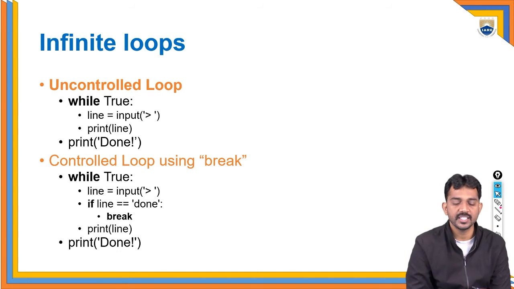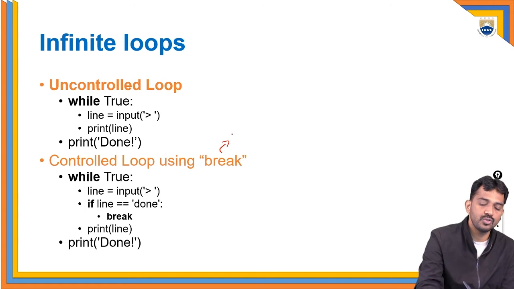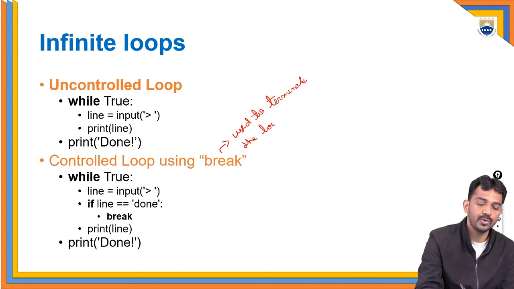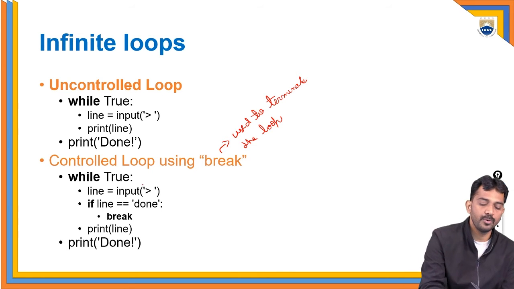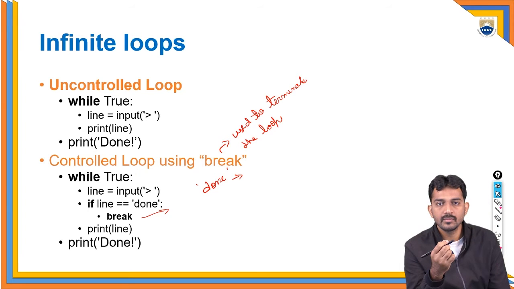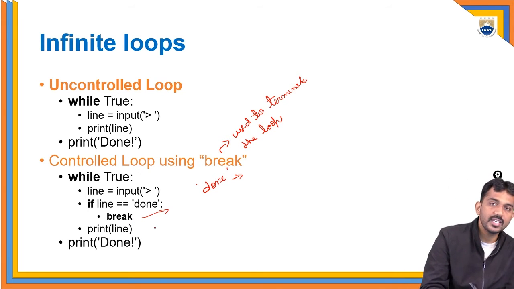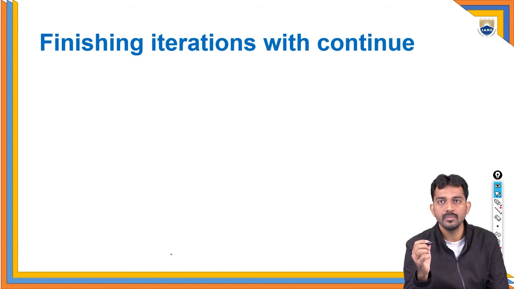Control the loop using the break statement. Please note this: break is used to terminate the loop. It executes based on the if statement. For example, if you enter done, then you need to break the loop. When your input is done, when you enter done, then you stop the process. Is this clear? Okay, so this is the control loop.